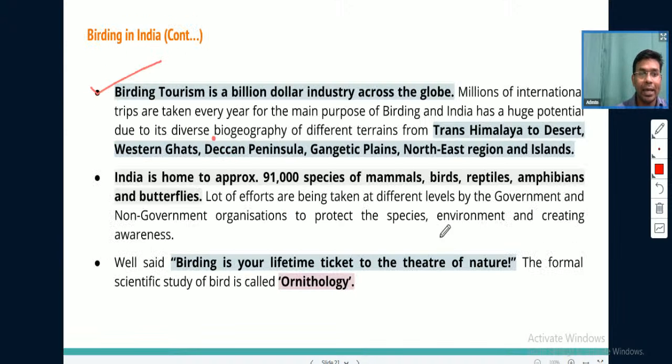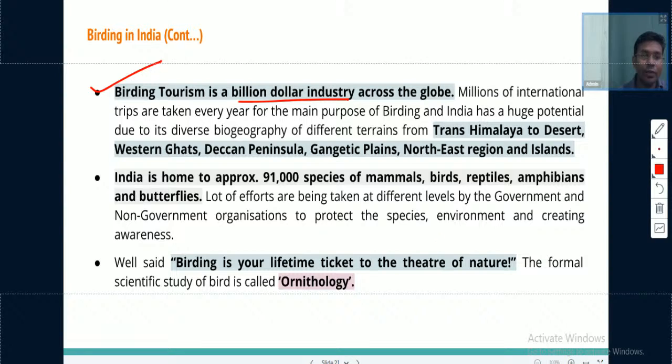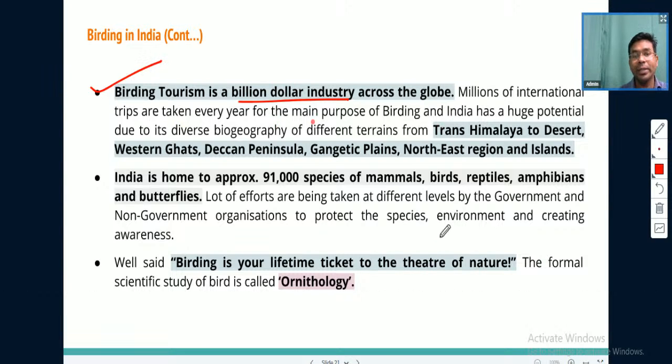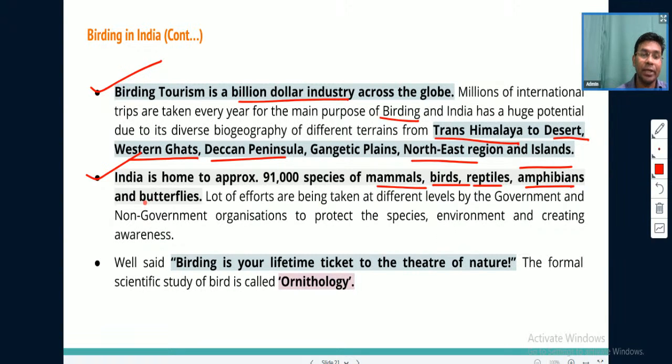And when we talk about economic opportunities with reference to birding, birding tourism is a billion-dollar industry across the globe. Millions of international trips are taken every year for the main purpose of birding, and India has a huge potential due to its diverse biogeography of different terrains, from Trans-Himalayas to the desert, Western Ghats, Deccan Peninsula, Gangetic Plains, Northeastern region and islands. India is home to approximately 91,000 species of animals, birds, reptiles, amphibians and butterflies.